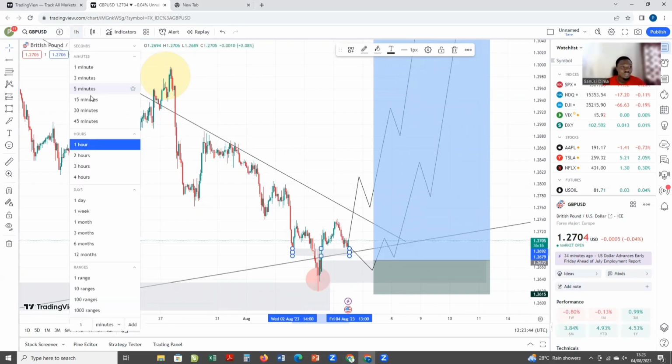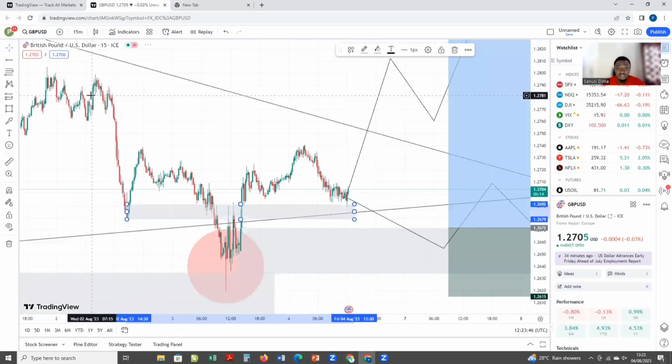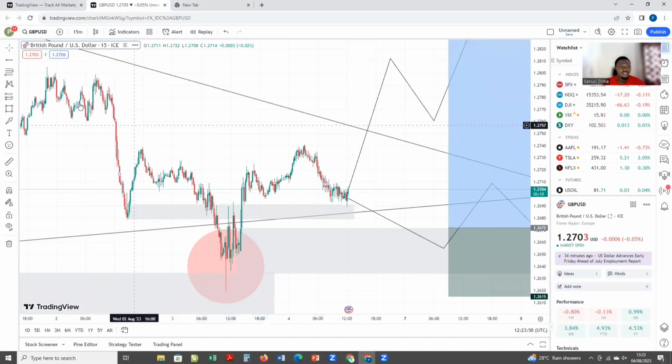So I want to go to 15 minutes. Let me see what 15 minutes is saying. Can you see? This is complete inverted head and shoulder pattern we're seeing, right? Like this is head, this is shoulder, this is the right shoulder forming already. So hopefully the market will sell a little and then buy back up, or from here we can just continue our buy.